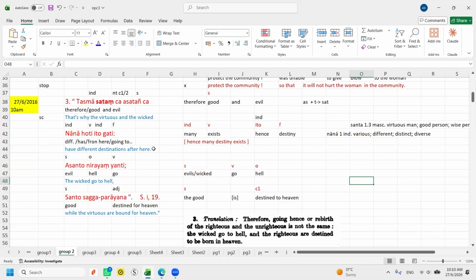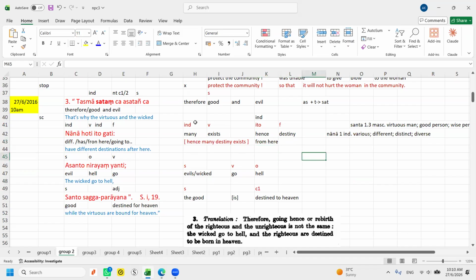In this case, you see, this is a verb. The verb here is hoti. Hoti means exists or has. So I use many exist. Now ito also can mean from here. From here. Gati is destiny. So that means many exist, hence the destiny.